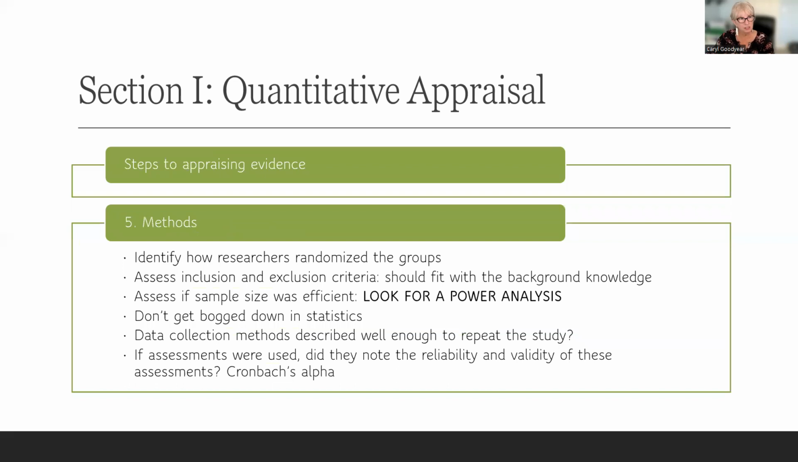The next piece is the methods. In this case, because it is a randomized control trial, you do want to assess how the researchers actually randomize the groups. And in this case, it is in the methods section on page 2. It's in the second column.